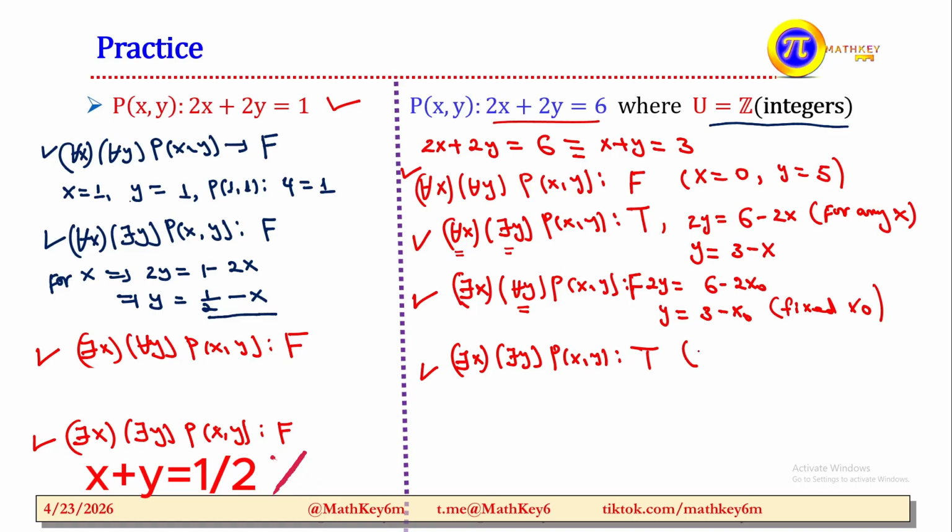Yes, we can take x here is 0, y is, let's take 3. You can take 0, you can give examples. Here x is 4, take this one, negative 1. So we have different examples on this. Because of this, the truth value for the existential for both x and y is true.